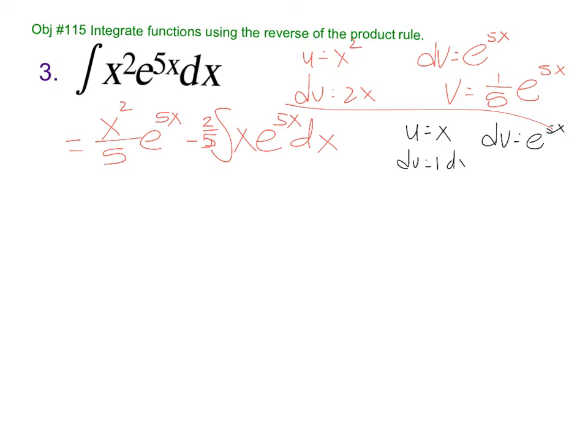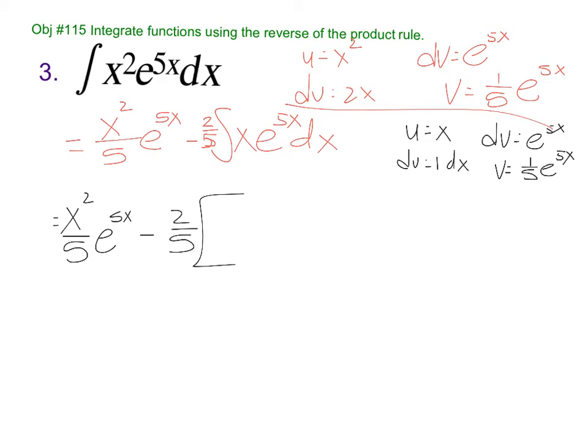du is 1. v is 1/5 e to the 5x. All right, so I rewrite this. I don't like to leave stuff blank because I will mess things up. So now 2/5 times, and I always put a bracket there because we're going to have to distribute. So I multiply my uv, so that's x over 5 e to the 5x minus the integral of 1/5 e to the 5x dx.